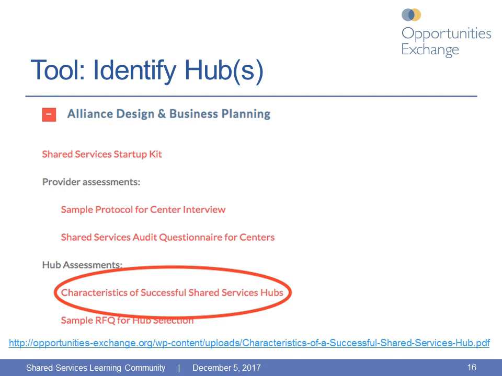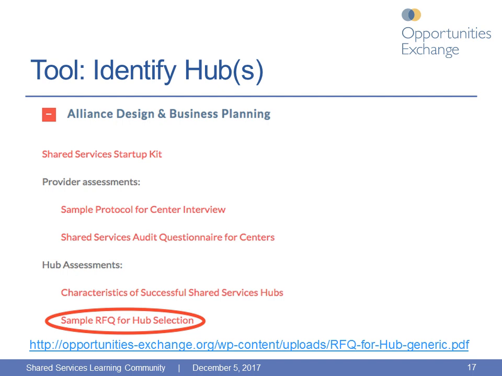There's a document on the OPEX website called Characteristics of Successful Shared Services Hubs, and it'll give you some help in terms of what to look for. There is also a very well put together sample RFQ for hub selection that one of the communities that we worked with used, and I think that's a terrific document for you to take a look at. Even if you're not going to do an RFQ, it's got a lot of good information in it that I think would be helpful.